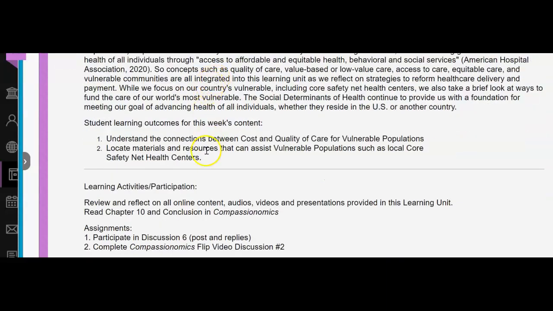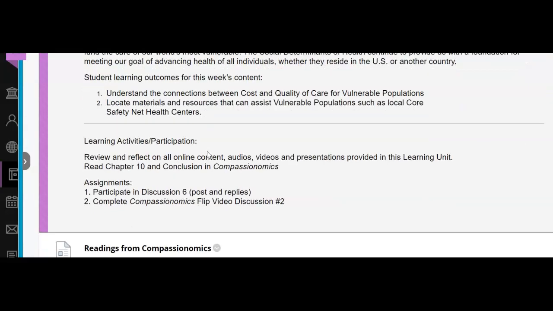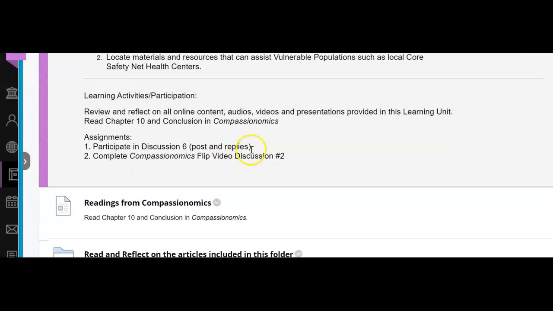You're going to be going through the learning activities of this week, and this will be where we complete our book, Compassionomics. We're going to finish with chapter 10 and the conclusion, and don't miss the conclusion. It is quite powerful. You're going to participate in discussion 6, just the post. There will not be a reply.